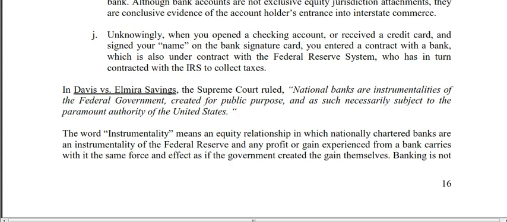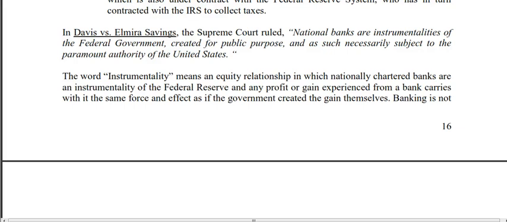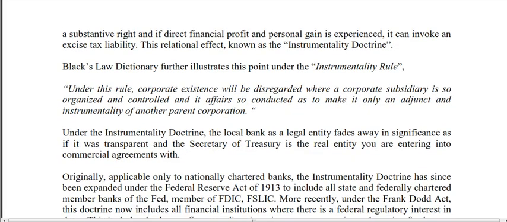In Davis versus Elmira Savings, the Supreme Court ruled, national banks are instrumentalities of the federal government created for a public purpose, and as such necessarily subject to the paramount authority of the United States. The word instrumentality means an equity relationship in which nationally chartered banks are an instrumentality of the Federal Reserve, and any profit or gain experienced from a bank carries with it the same force and effect as if the government created the gain themselves. Banking is not a substantive right, and if direct financial profit and personal gain is experienced, it can invoke an excise tax liability. This relational effect is known as the Instrumentality Doctrine.